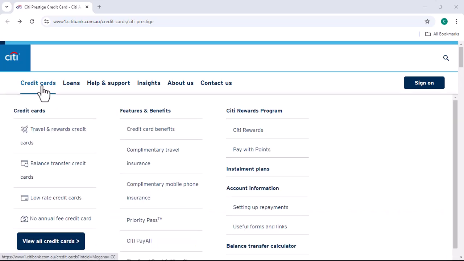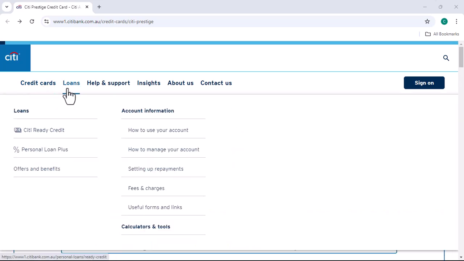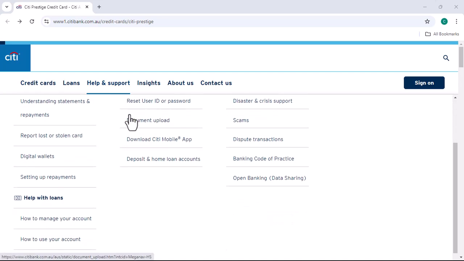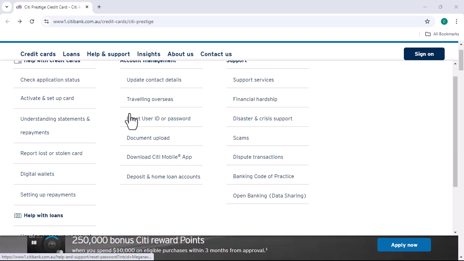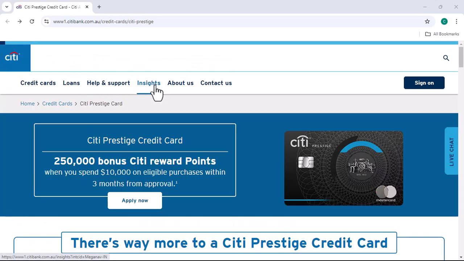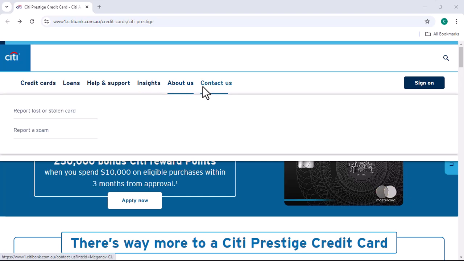Have you ever wondered what it feels like to be treated like royalty? To have access to exclusive experiences, luxury perks, and unparalleled service? If so, then you've probably heard of prestige credit cards. But what exactly are they, and are they worth the hefty annual fees?